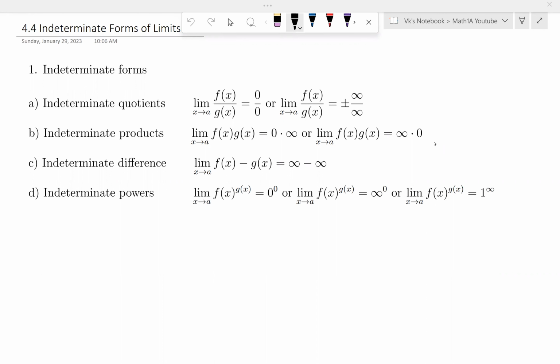D, indeterminate powers. Limit as x approaches a of f(x) to the power g(x) is either 0 to the power 0, infinity to the power 0, or 1 to the power infinity. Because infinity is not a number, most forms involving infinity are indeterminate.